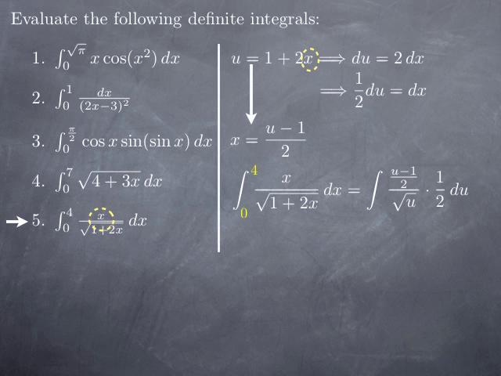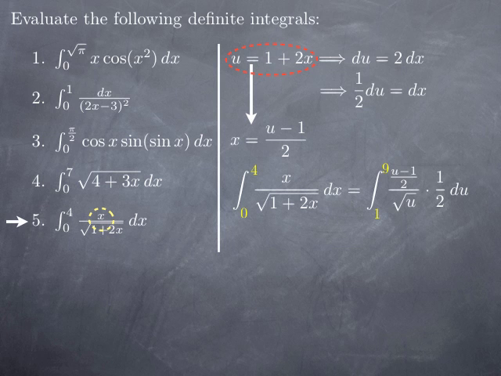Well, before that I should talk about the bounds of integration. We have an integral from 0 to 4, that is x varies from 0 to 4. What that means for u is that when x is 0, u is 1, because if I plug 0 into the expression for u, I get 1 plus 2 times 0. So the lower bound of integration is 1. When x is 4, u is 9, because 1 plus 2 times 4 is 9.